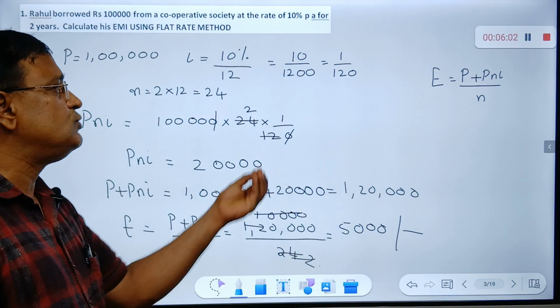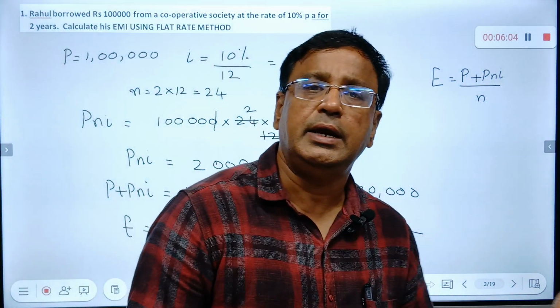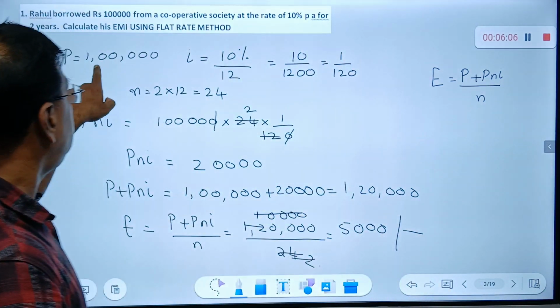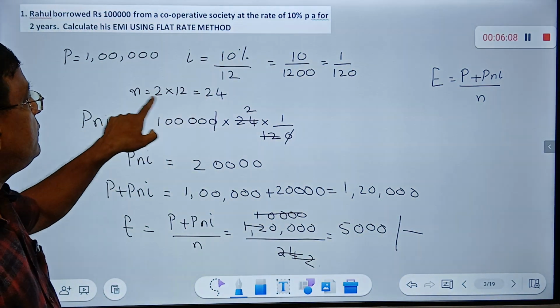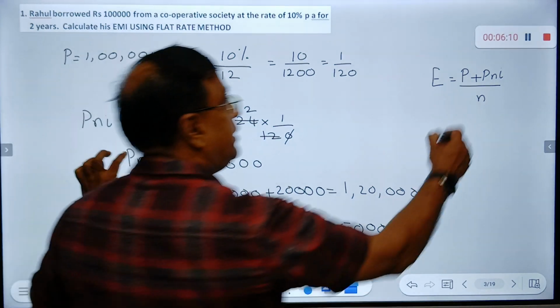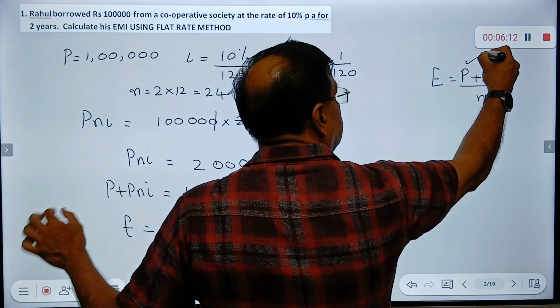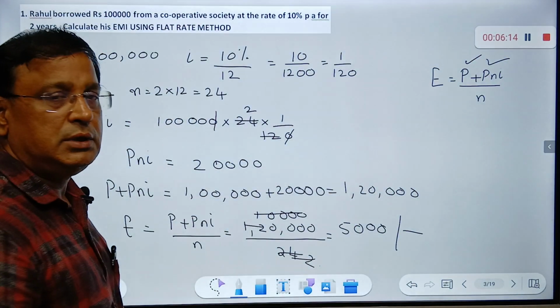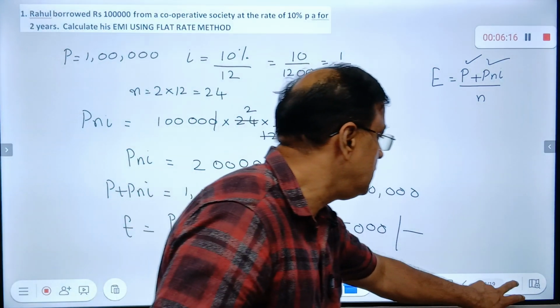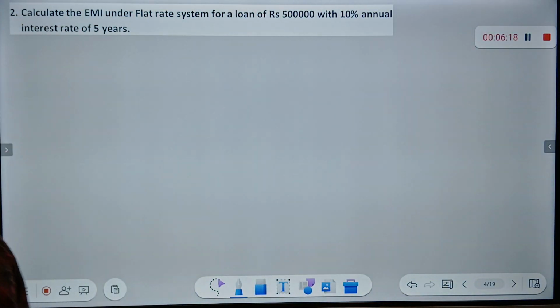All that I used is the formula P plus PNI over N. What is P? P is the principal, I is the rate of interest, N is the tenure. I calculated PNI separately, then I added it with P, then I divided by N. Very simple calculations. Okay, let's go to the next question.